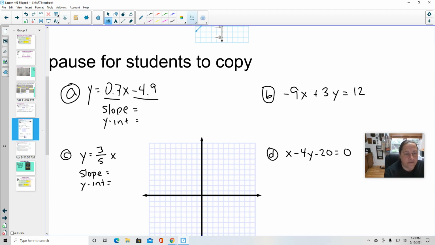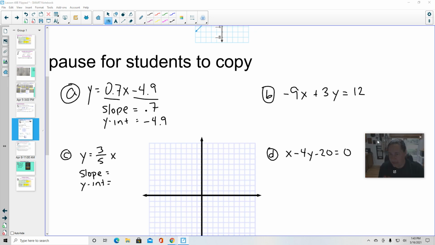So in the first one, I have a 0.7x. So my slope is the number multiplied by the x, but it does not include the x. So slope is 0.7, and y is going to be a negative 4.9. That is my constant added or subtracted onto the end.